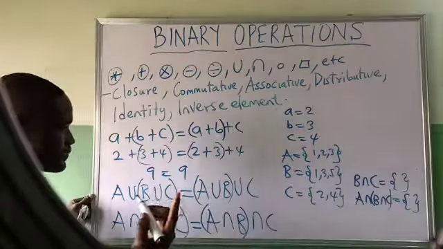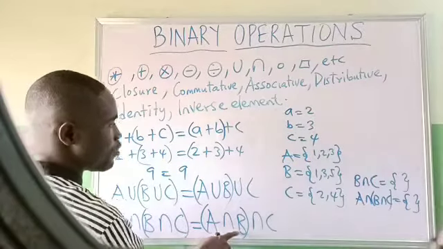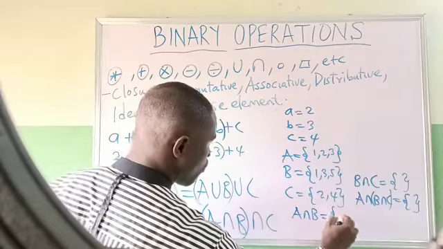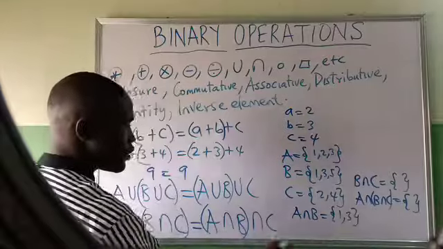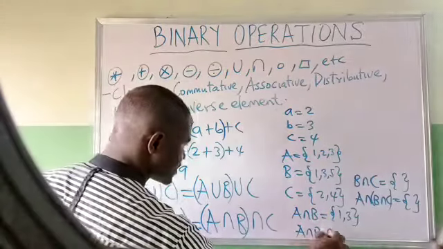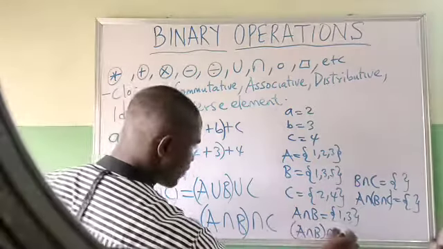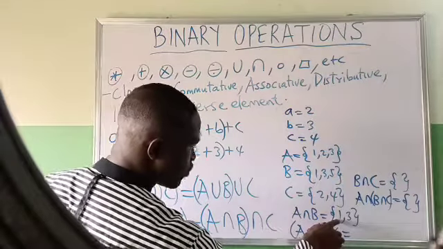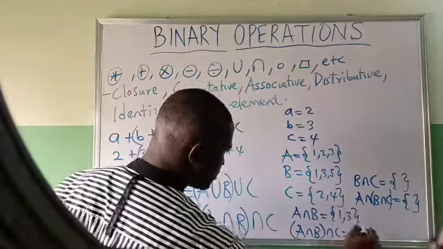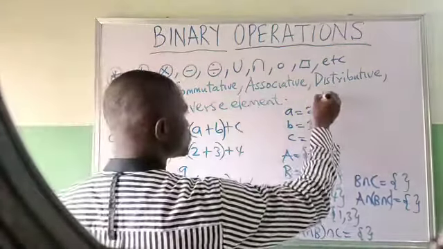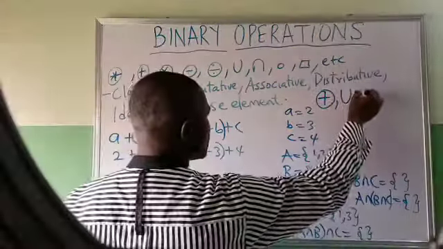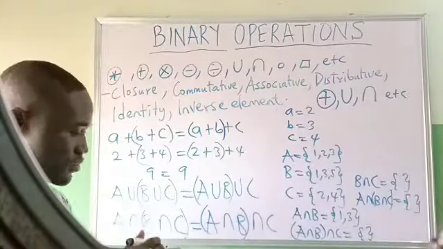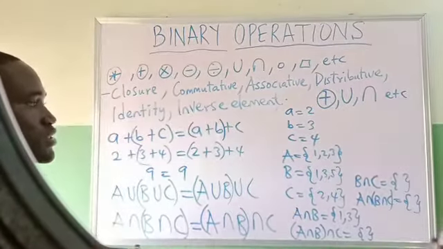Now we come to this. A intersection B, what do we have? 1 and 3. Then A intersection B intersection C, what are we going to have? This, looking for what it has in common with this. Do they have anything in common? No. You put empty set. That means plus, union, intersection, etc. are said to be associative.